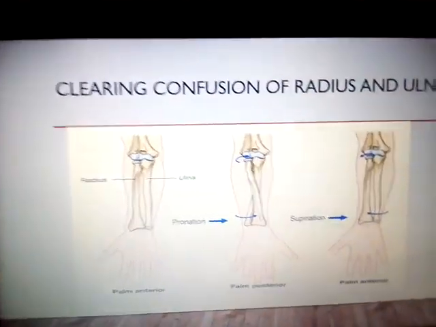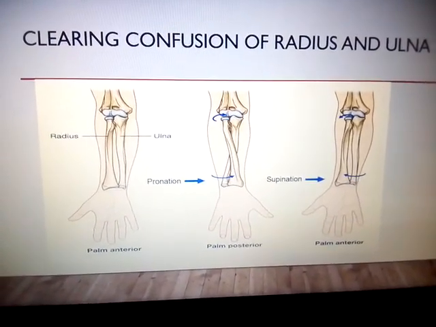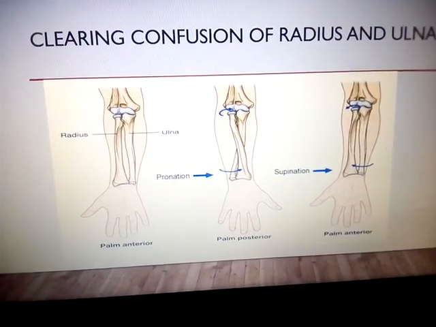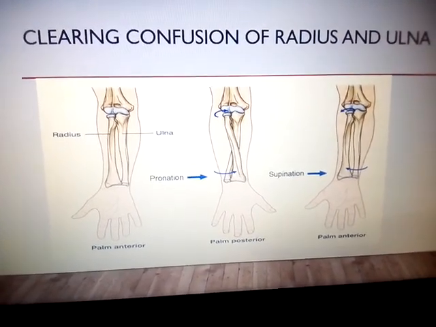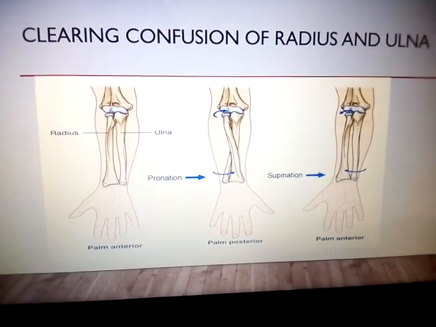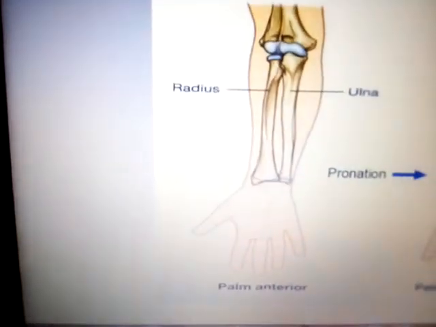I have seen even very high-fi students, the 5th year students, getting confused about which one is the radius and which one is the ulna. Sometimes people get heavily confused in this. So I will give you a very simple trick to remember which one is the ulna bone and which one is the radius bone. Just have a look at this diagram.